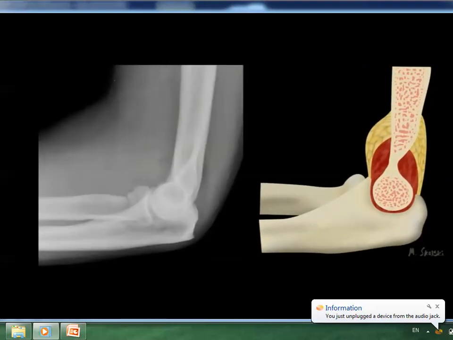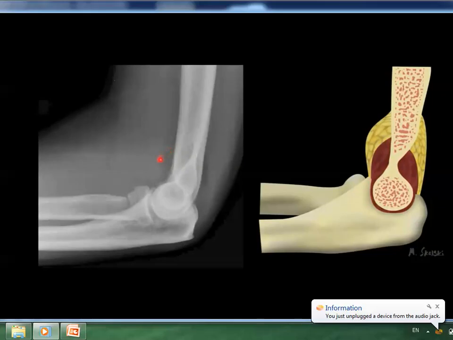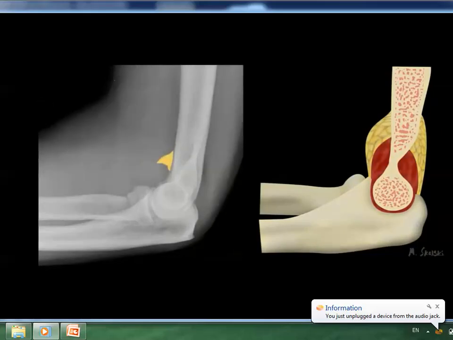Here's a patient with a radial neck fracture who has a large elbow joint effusion. You cannot see the joint fluid or blood because it is of similar density to muscle, but what you can see is the displacement of the low-density anterior fat pad, which we can draw in here, and from which we can imply that there must be an effusion.